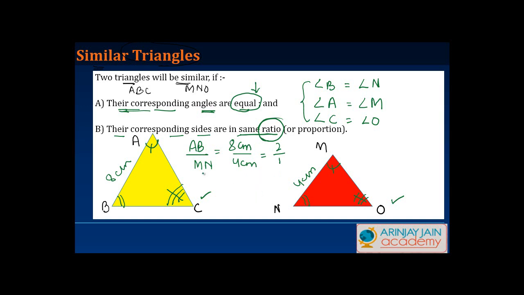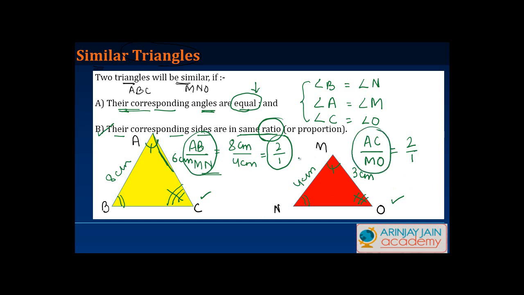This property implies that their corresponding sides are in the same ratio, which means what? If I look at side AC upon side MO, that should also be in the same ratio of 2:1. So if, for example, AC is 6 centimeter, then OM should be equal to 3 centimeter, and so on. In other words, side AB upon MN should be equal to side AC upon OM, which should be equal to side BC upon ON or NO, whatever you might call it, which is this side.